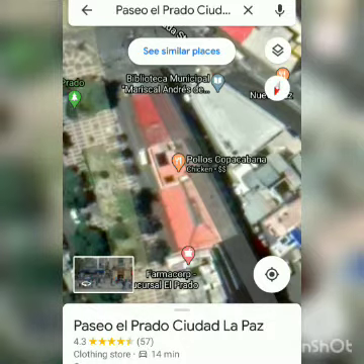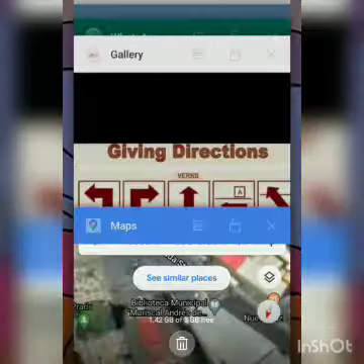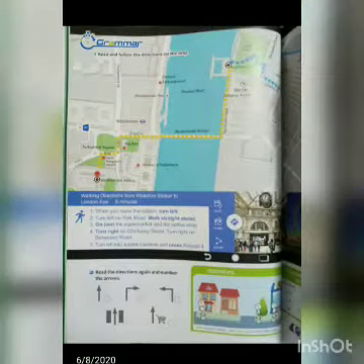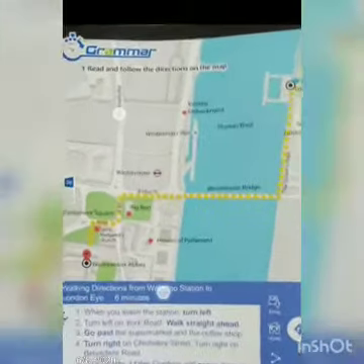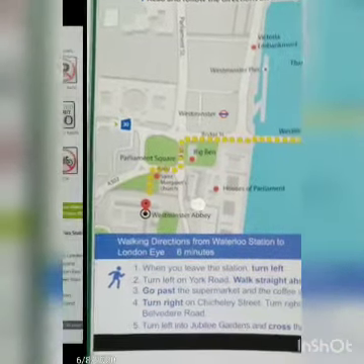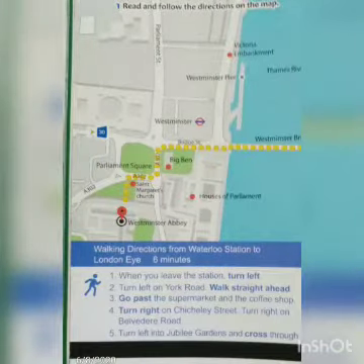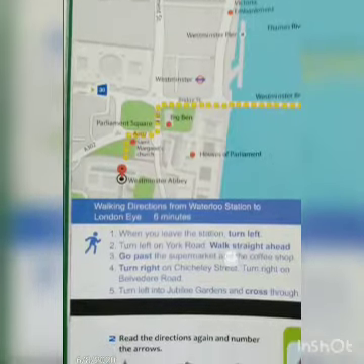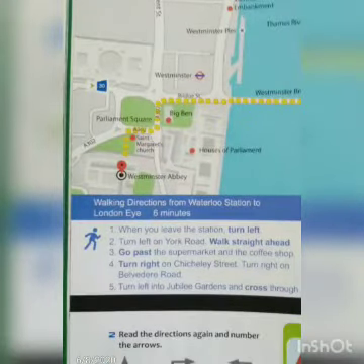Okay, so let's go to our book, page 30, and we have the situation here. Page 30, grammar. Read and follow the directions on the map. And we have, similar to Google Maps, a map of a city, and we have to follow the directions. Walking directions from Waterloo Station to London Eye. It says in 6 minutes.